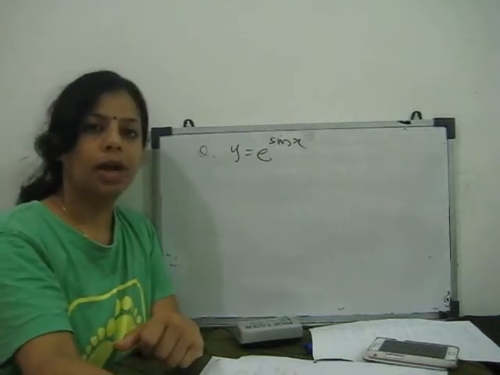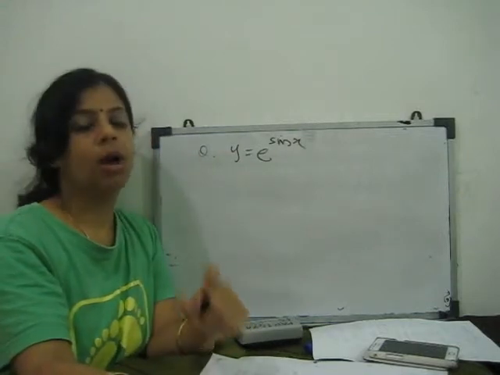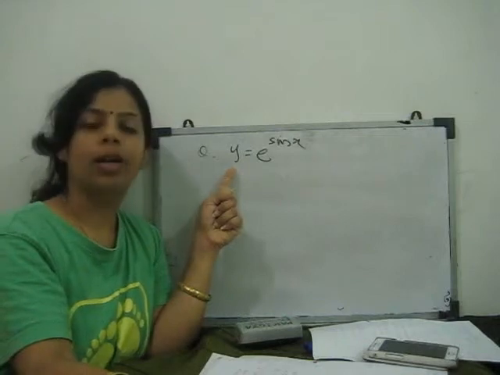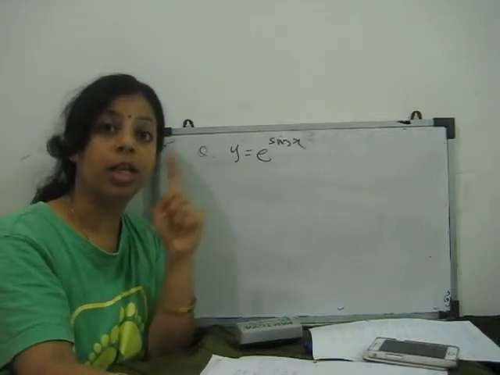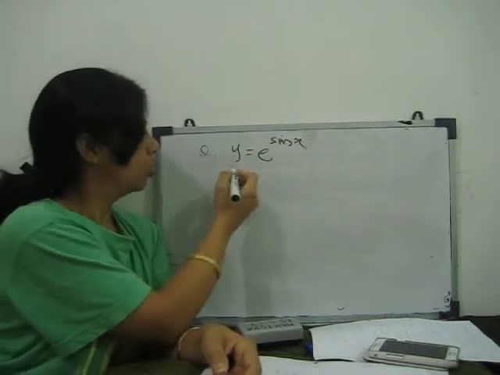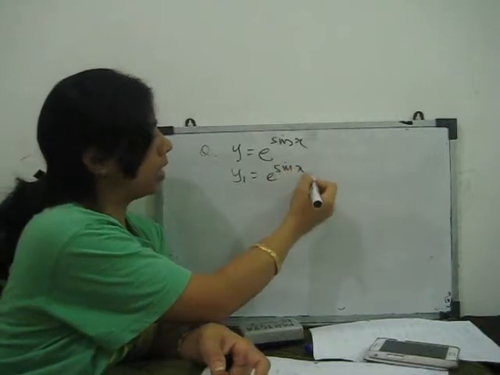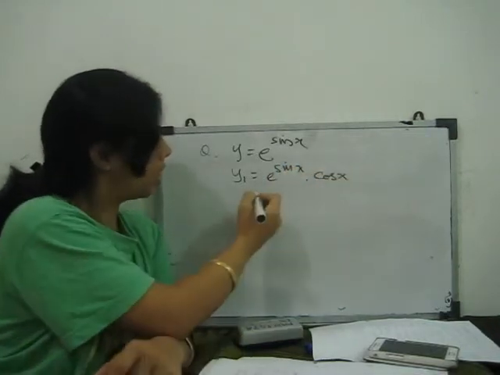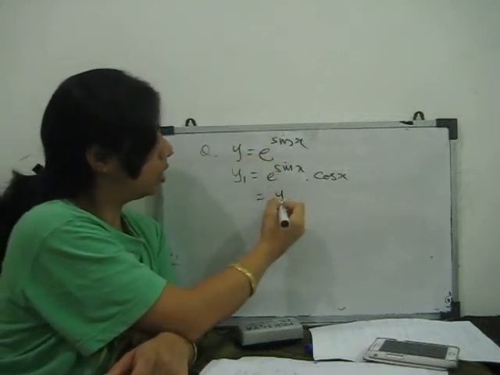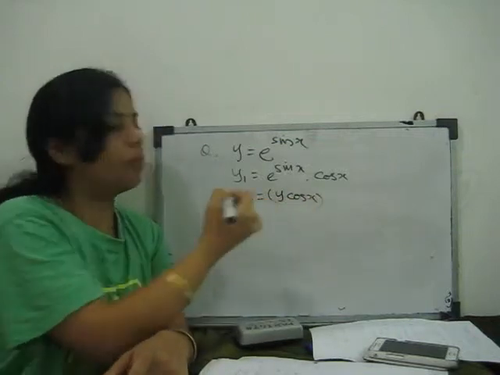The question is to expand e to the power sin x with Maclaurin's theorem. In Maclaurin's theorem, the point is always 0, so we have to find all the values y1, y2, y3 at the 0 point, substituting x equal to 0. Now y is e to the power sin x, so y1 is y cos x.